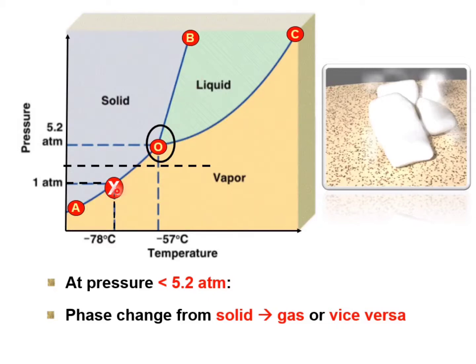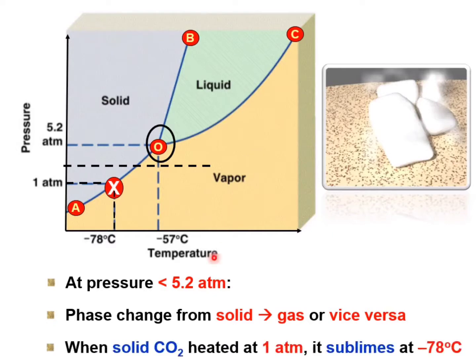So kalau dekat point X ni, apa yang berlaku at 1 atm pressure and temperature negative 78 degrees Celsius, what happened to the carbon dioxide? So the carbon dioxide will sublime at 1 atm and negative 78 degrees Celsius. Sublime means dia akan berubah daripada solid directly to gas.